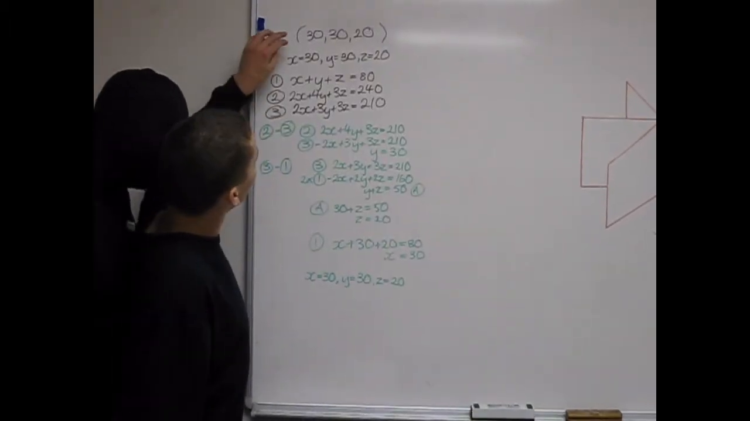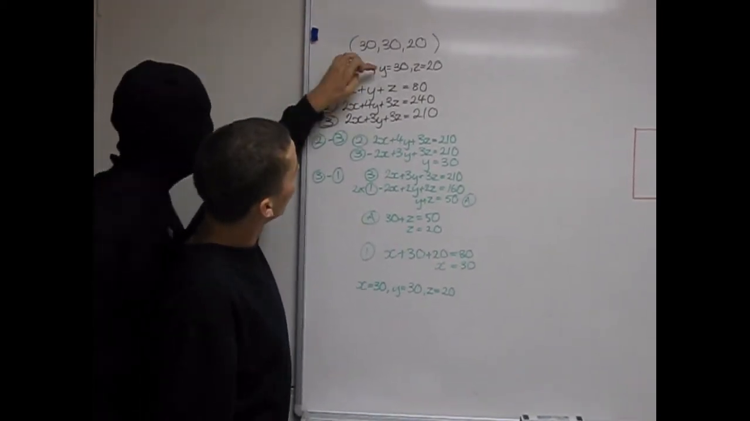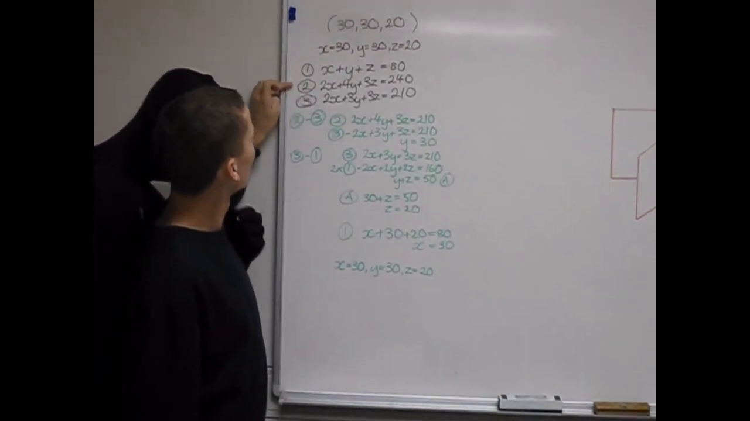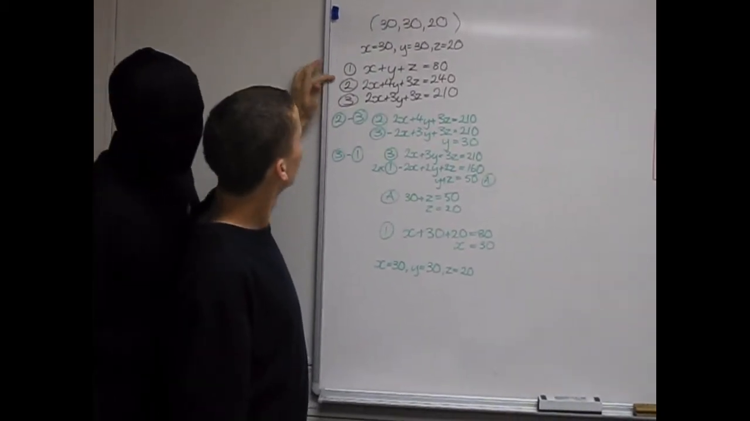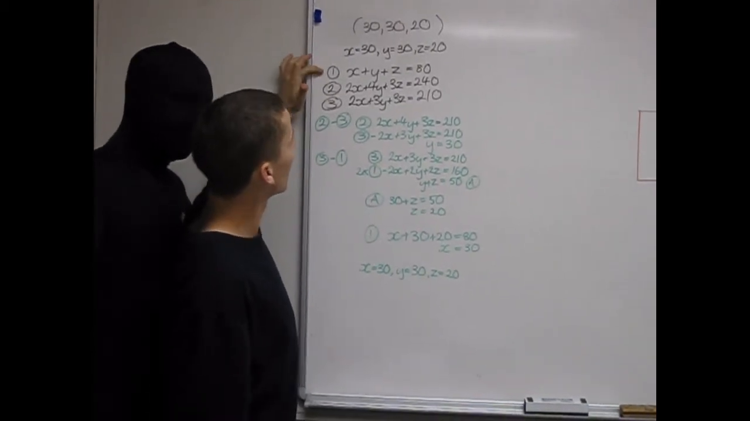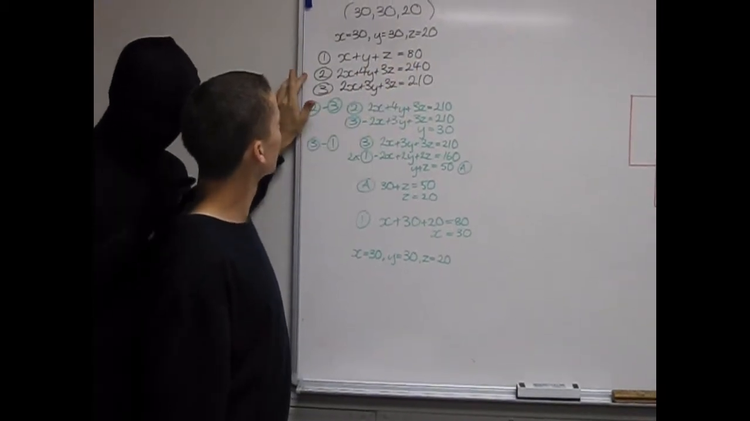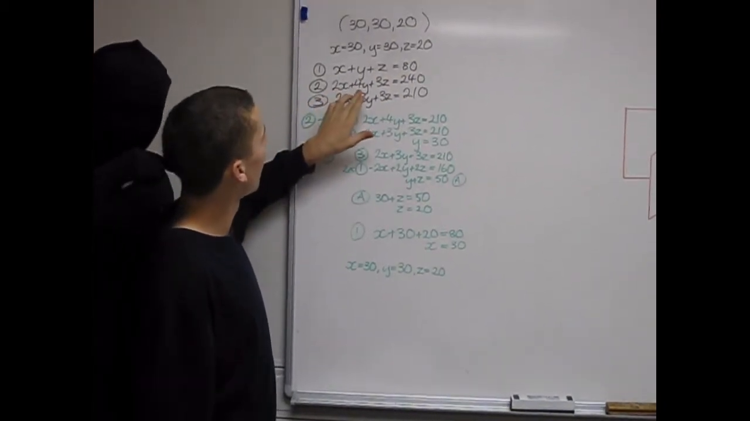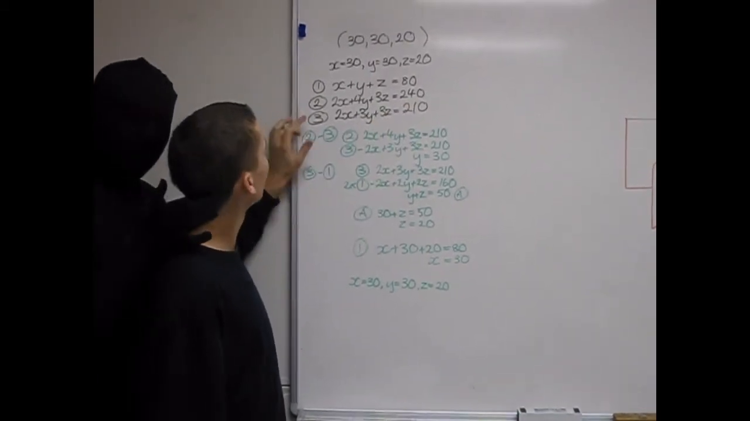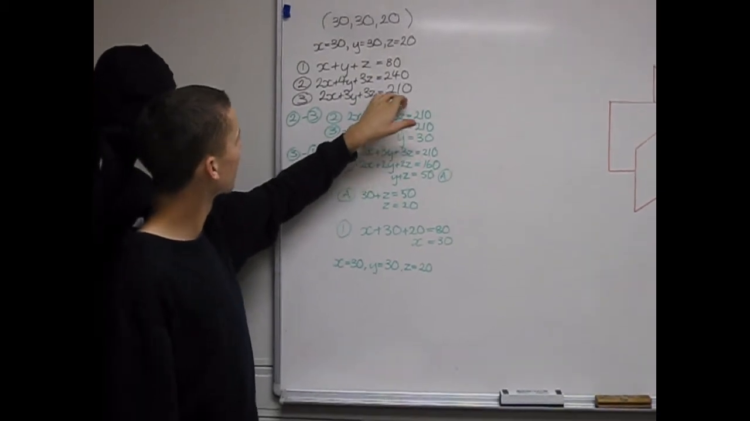So here we have the coordinates 30, 30, 20. We have x equals 30, y equals 30, and z equals 20. Now here's one example of a line of equations. This is one of many equations that you could use, but for this one we have line 1, x plus y plus z equals 80. Line 2, 2x plus 4y plus 3z equals 240. Line 3, 2x plus 3y plus 3z equals 210.